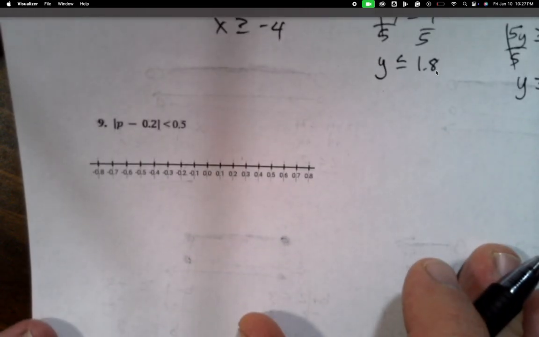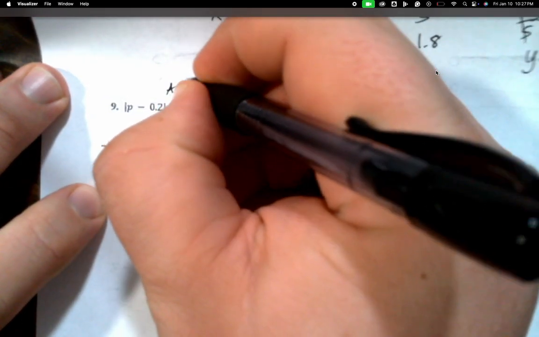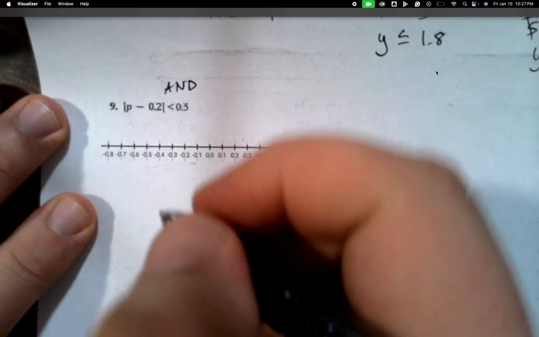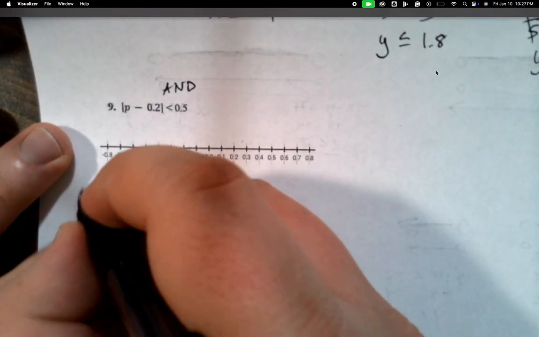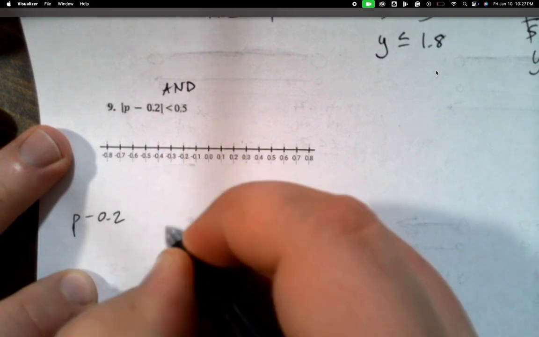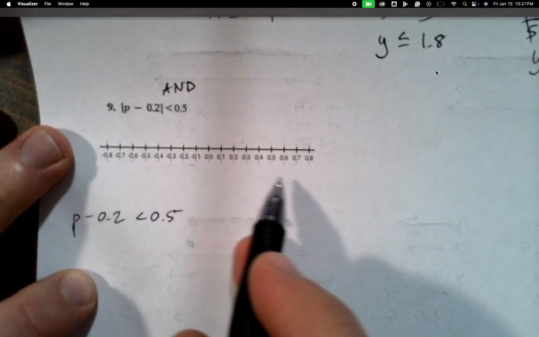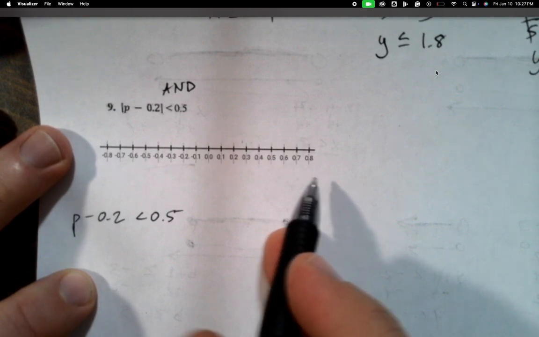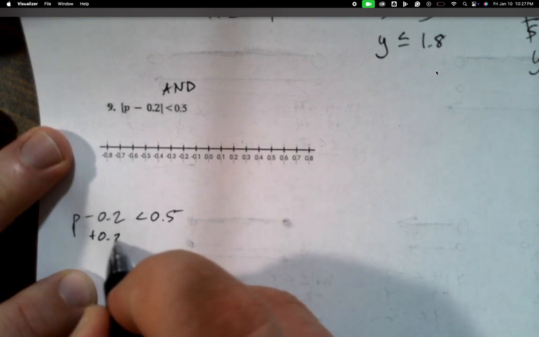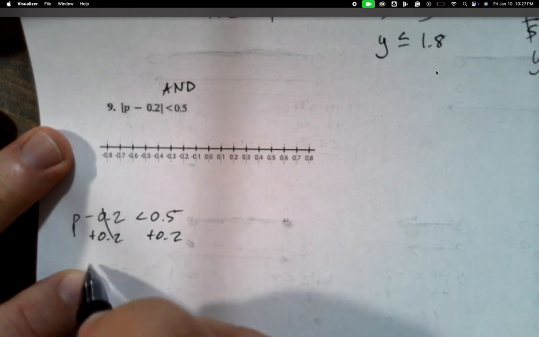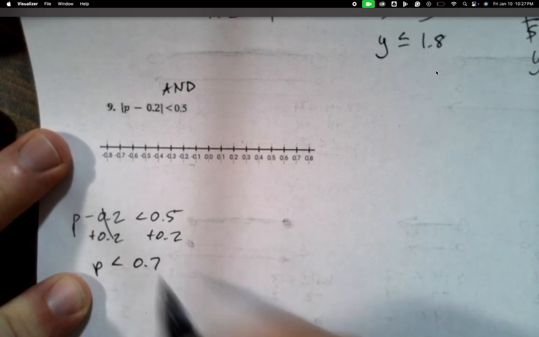Last one. This is also an and statement because it's less than. So we put p minus 0.2 is less than 0.5. And notice, they're all tenths on the number lines. This won't be too hard to graph. We add 0.2 to both sides. We get p is less than 0.7.